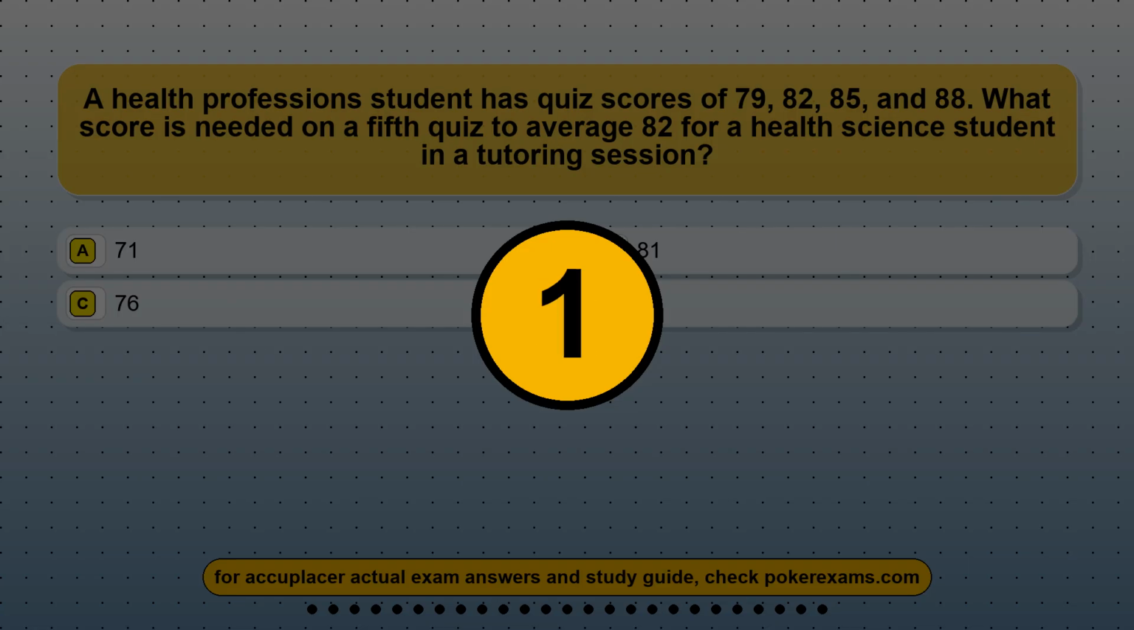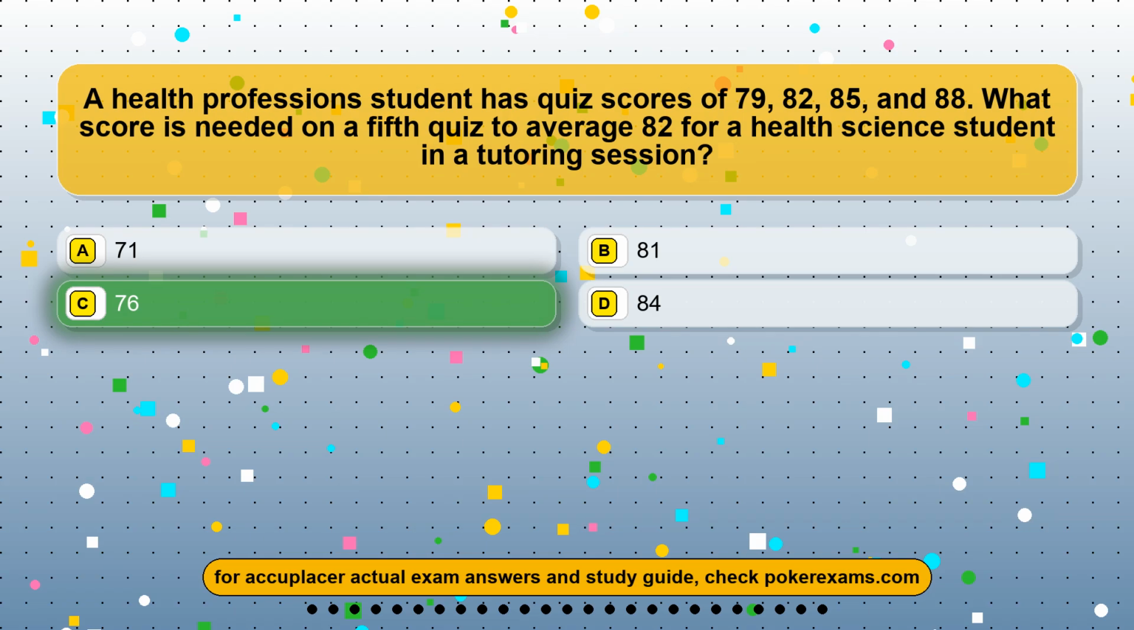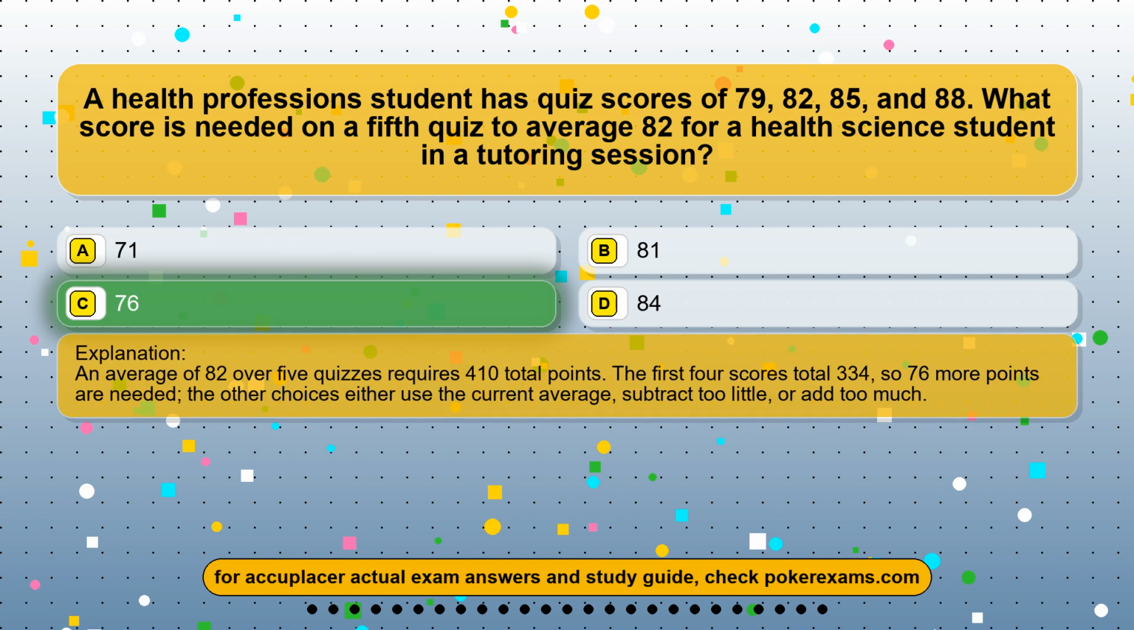The correct answer is option C, 76. An average of 82 over 5 quizzes requires 410 total points. The first 4 scores total 334, so 76 more points are needed. The other choices either use the current average, subtract too little, or add too much.